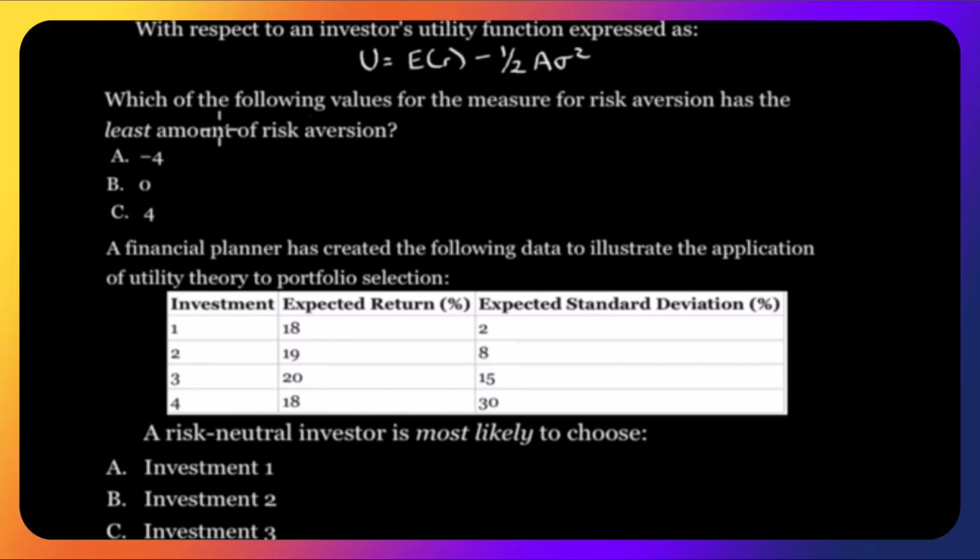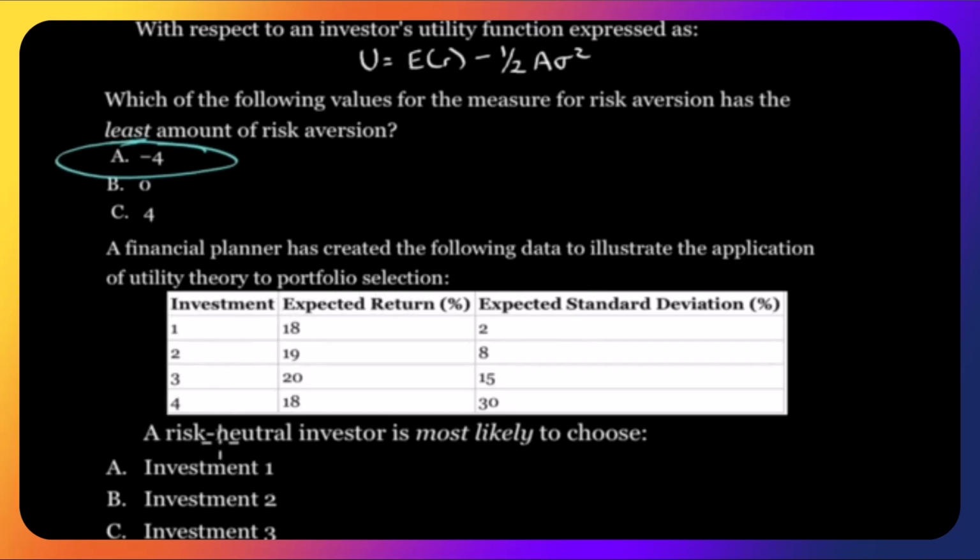With respect to an investor's utility function expressed as follows, which of the following values for the measure of risk aversion has the least amount of risk aversion? Remember, the higher A is, the more risk averse it is, the lower it is, the least amount it has. So what's the lowest number here? -4, 0, or 4? I think that was an easy one, right? -4.